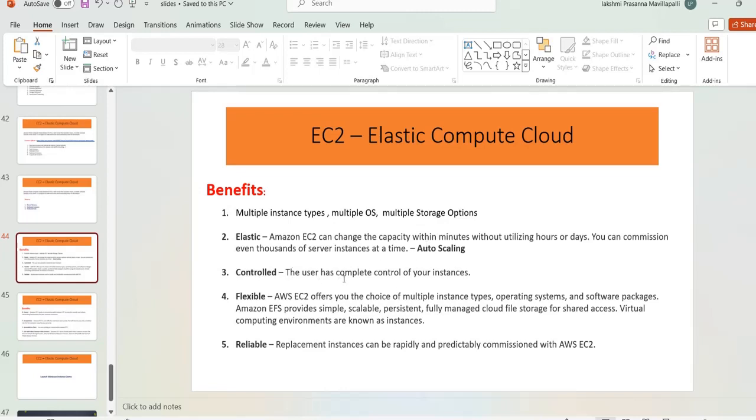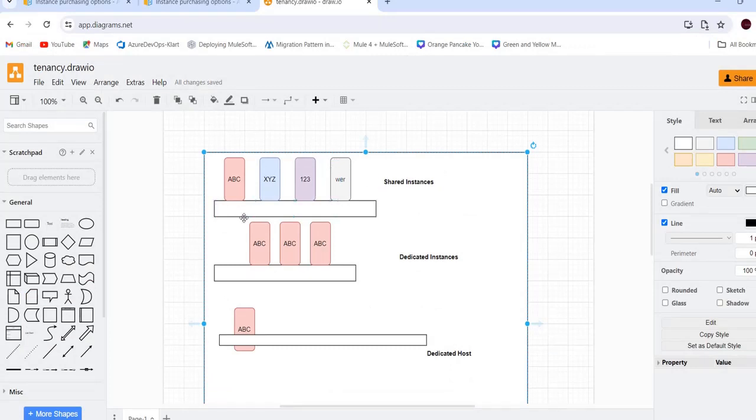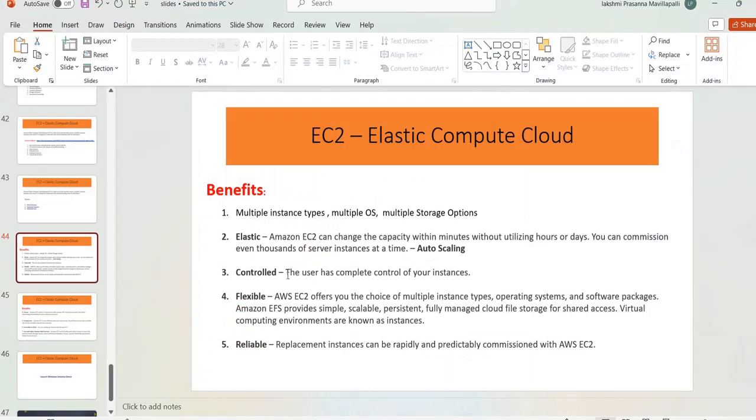Then control. The user has complete control of your instances. We have seen this, right? In the shared instances model, it is not possible. In dedicated instances, you have control of your instances. Even in a dedicated host, you have control over your specific host also. So that is also one of the benefits.